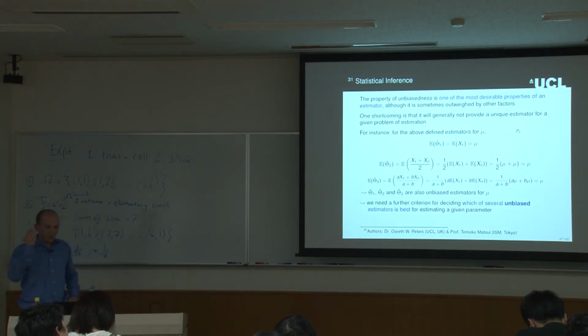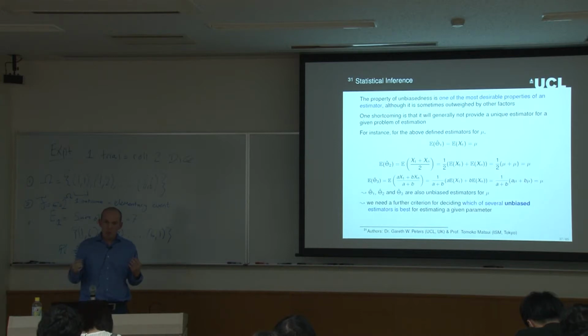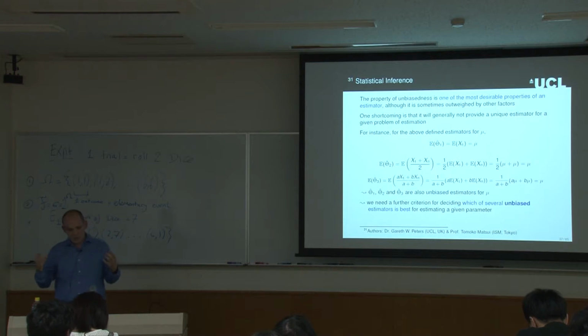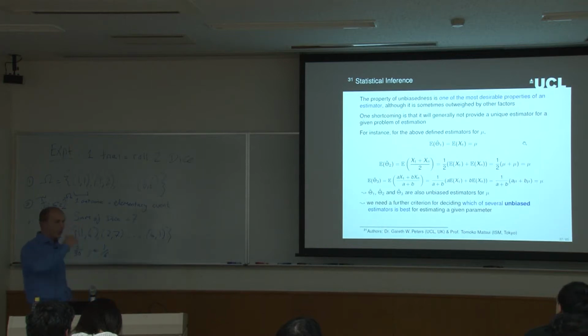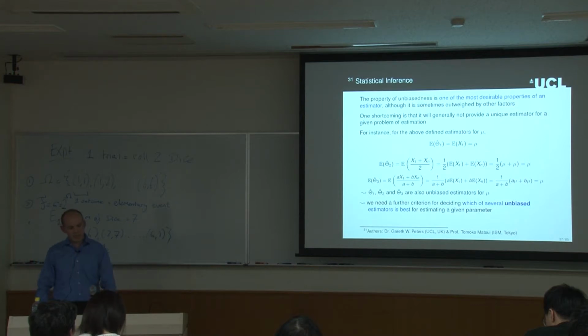This property of unbiasedness is one of the most important, one of the most desirable properties, but not in every situation. Sometimes other properties become more important. It depends on what exactly you're trying to do further down the line. Just looking at unbiasedness alone doesn't give you a unique estimator to say, yep, this is the best one, let's use this one. So we need some further criteria.